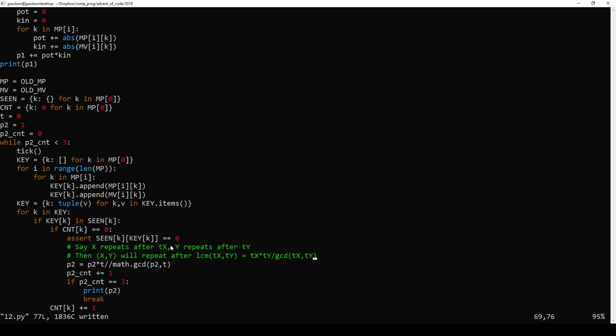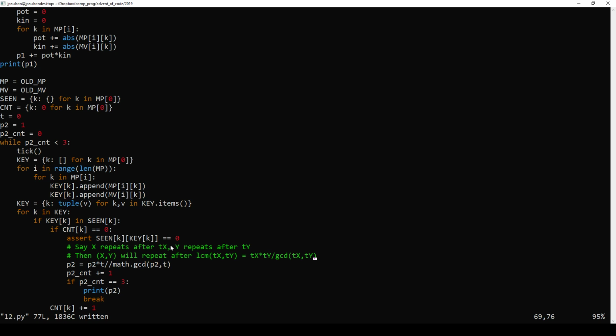So if x repeats every 10 steps and y repeats every 7 steps, then after 70 steps, x is again in repeat because it repeated 10, 20, 30, 40, 50, 60, 70. If it's the same as it was at 0 after 10 steps, then it's going to be the same again after 20 steps, because it started from the same place and went another 10 steps. And similarly, y is also going to repeat after 70 because it repeats on every multiple of 7.